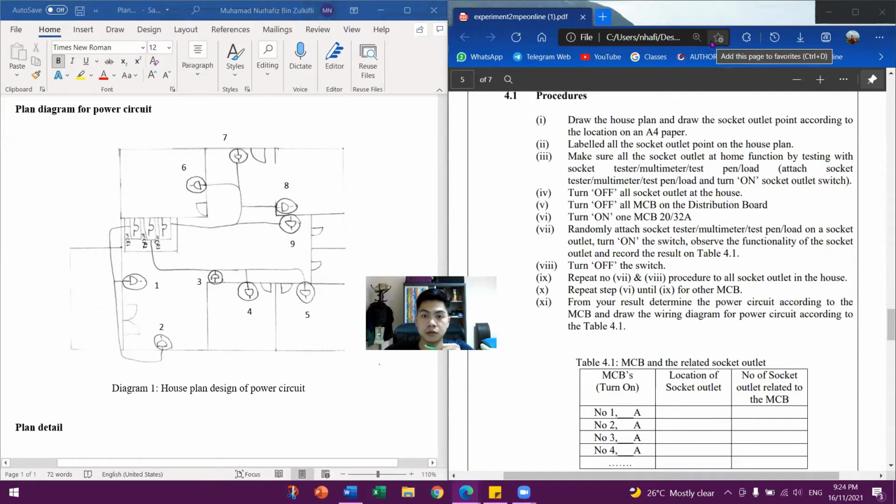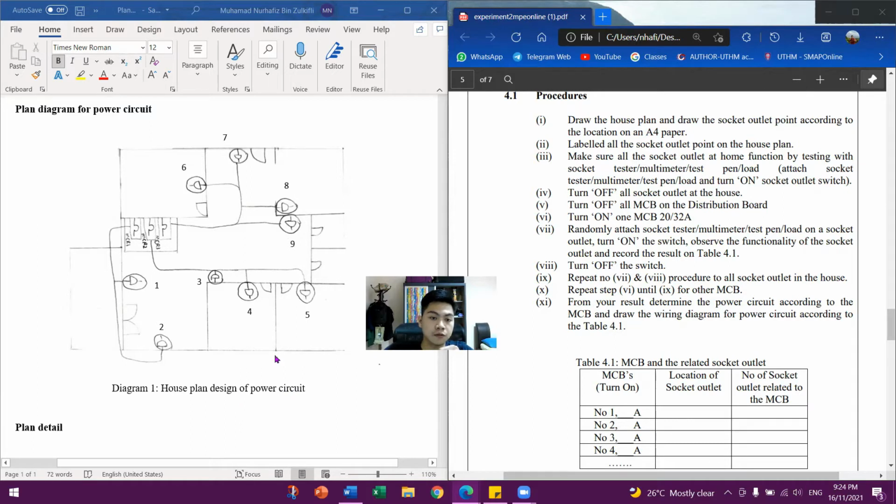So we are presenting about Exercise 2 for EELAB1. So let's proceed to the plan diagram. This is the plan diagram for our power circuit. This is our house plan.